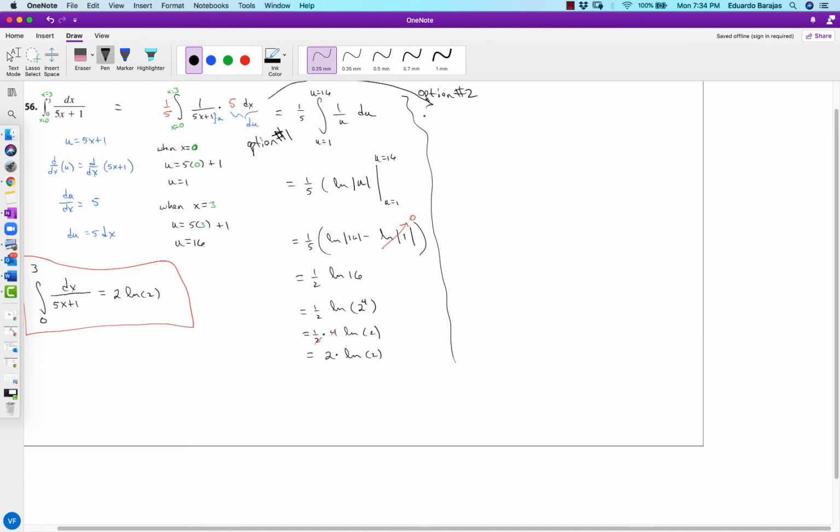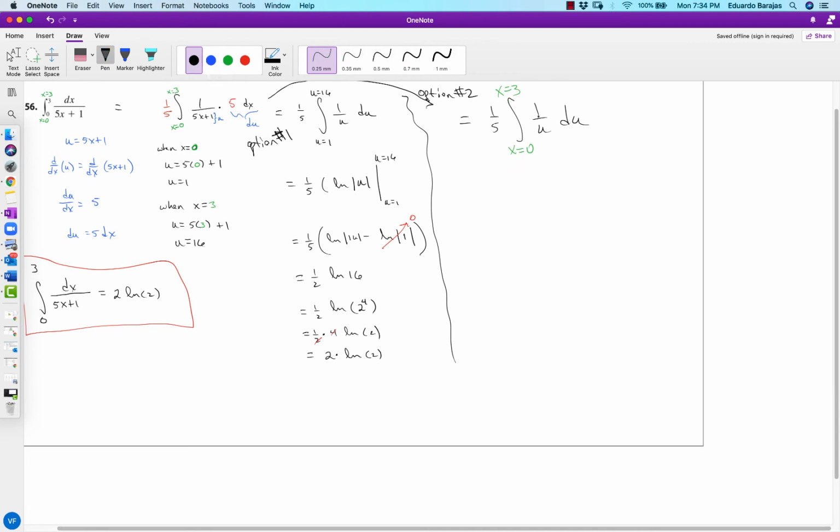Okay, so option number 2 is going to be to leave this alone, leave the limits the way they are, and just change the rest of it. So I'm going to rewrite it as 1/5 integral, and then I still have the 1 over u du. So that stays the same. But instead of changing the limits of integration back to the variable u, I could leave them in terms of x. This is the more dangerous option because people make mistakes if they lose track of the fact that these limits belong to the x variable.